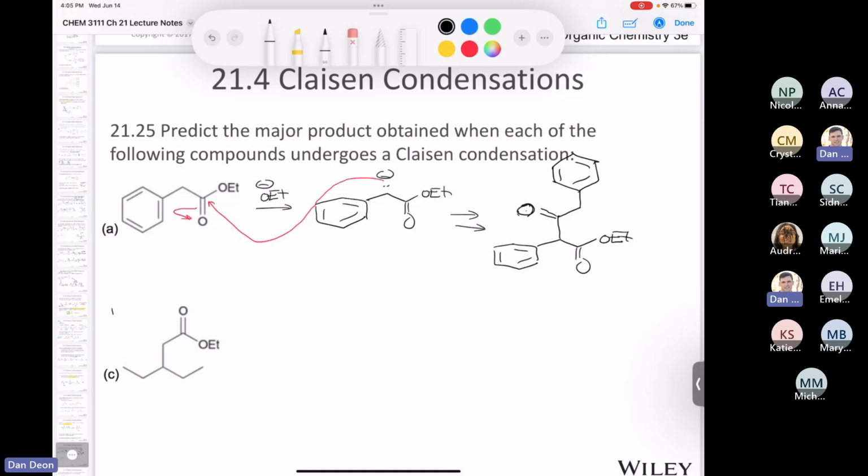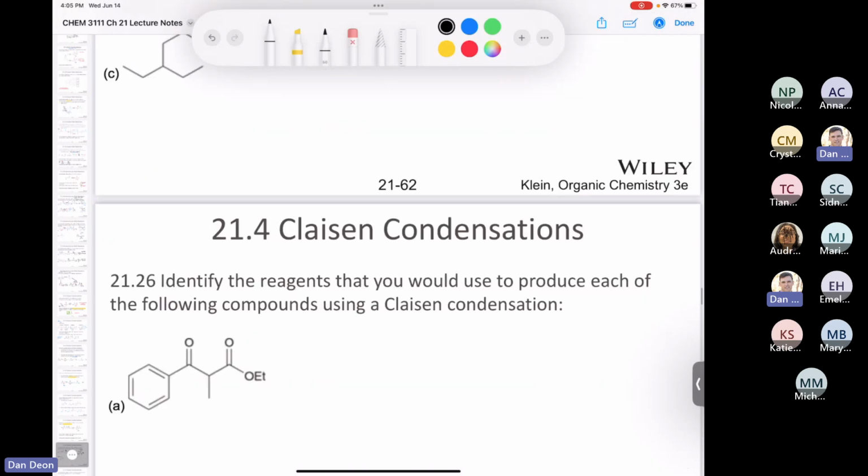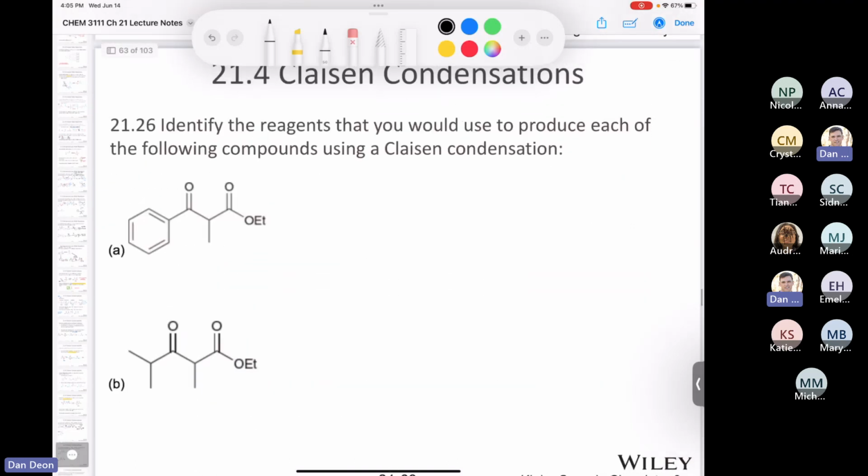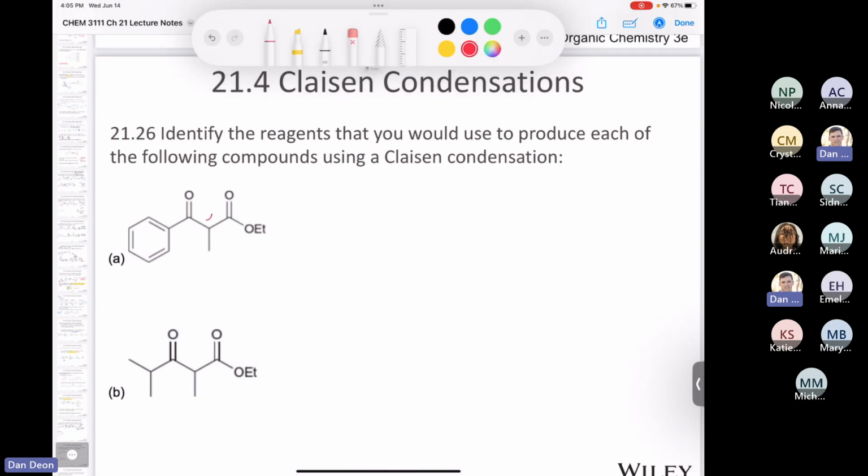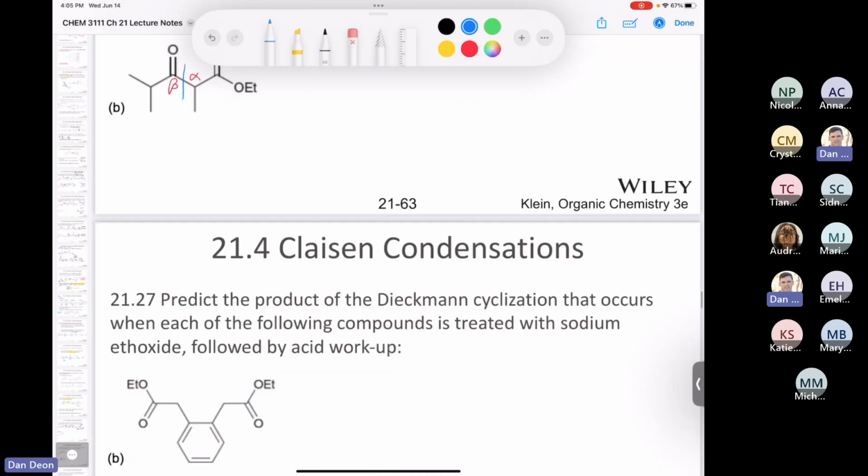All right, we'll leave this one for Friday. I'll give you a chance to try that one. And I think that I'll also give you a chance to try this one. Keep in mind that this is your alpha and beta carbon. Same thing here. This is your alpha and beta. So this is the bond you want to break. And you want to figure out what the starting esters would be for your Claisen condensation.